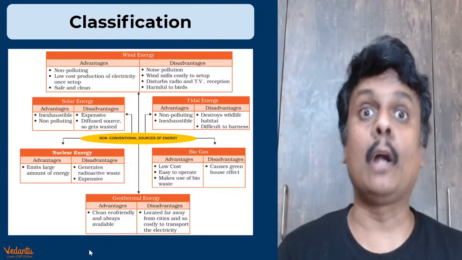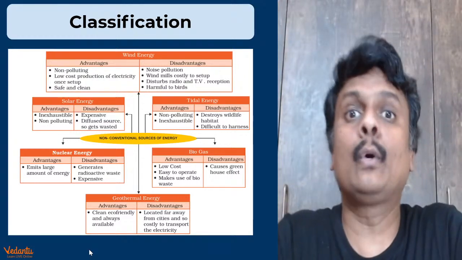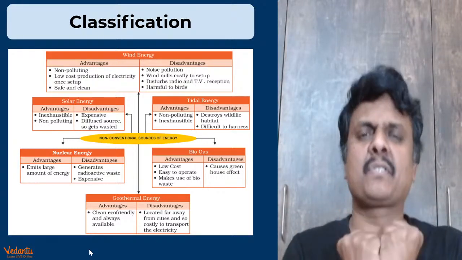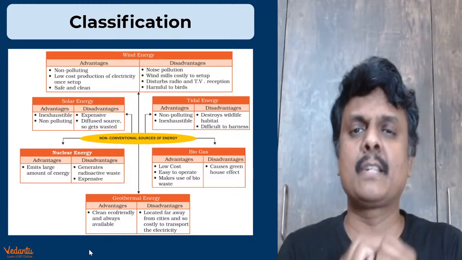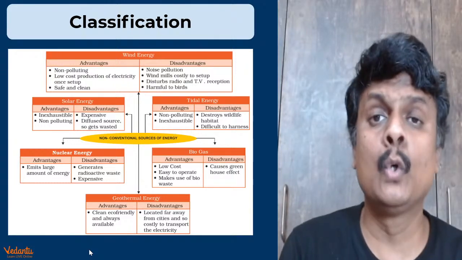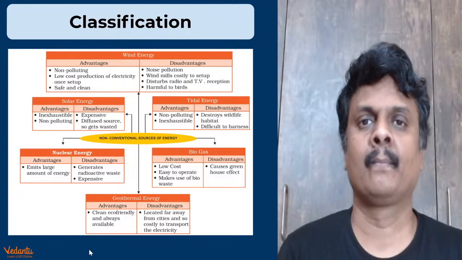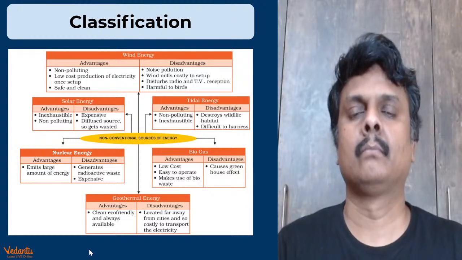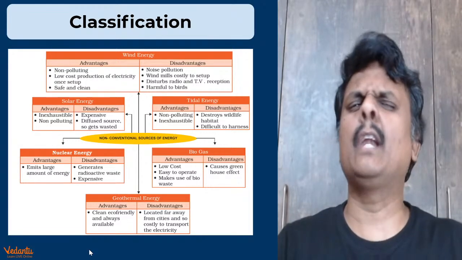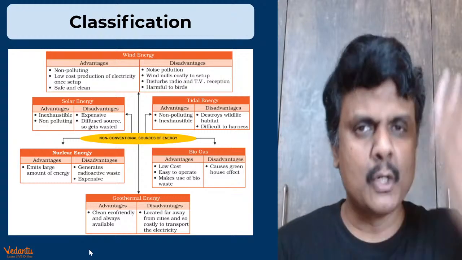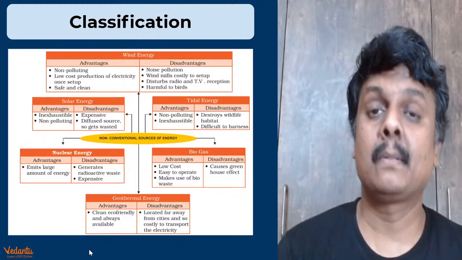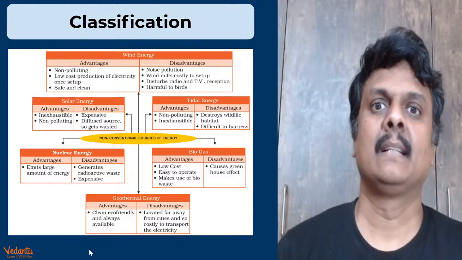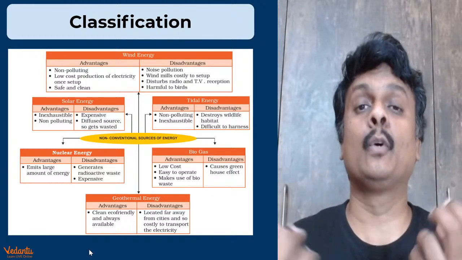Okay, coming back to non-conventional, right? Nuclear energy. We all know that the atom is so compressed and it has so much energy left in it the moment you split an atom through something called nuclear fission. So that energy is called nuclear energy. It's very powerful, a huge amount of energy is released when you split an atom, but at the same time, it's dangerous as well, because they produce radioactive waste.